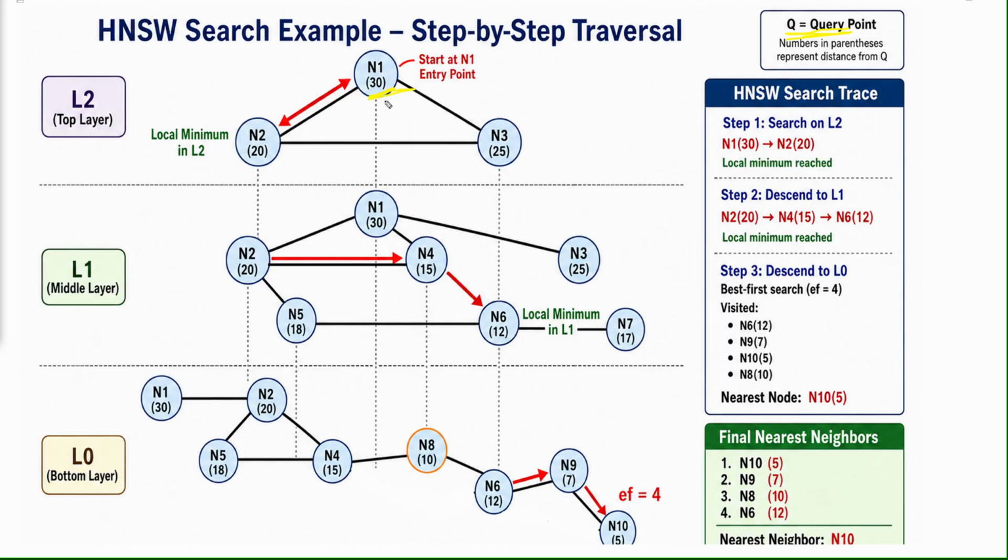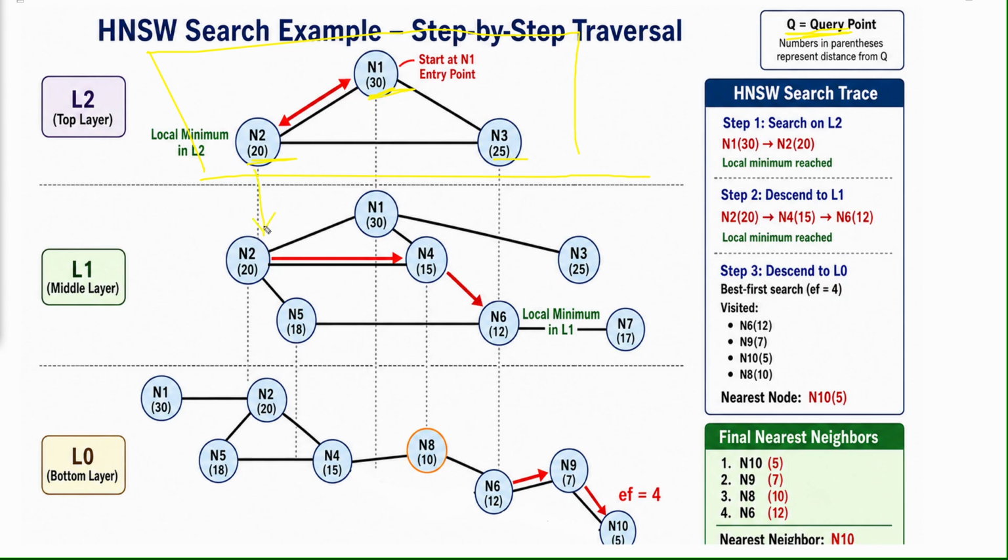Now we'll check its neighbors. Its neighbors are n2 and n3, so its distances are 20 and 25. Compared to 30, 20, 25, which is less? 20, right? So we will go here. So in this layer, in this NSW, this entire thing is one NSW, in this NSW we got the minimum element. Now we will go down.